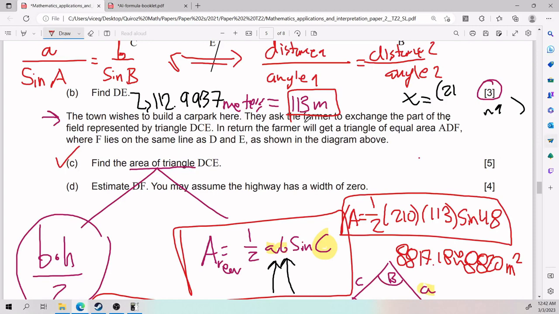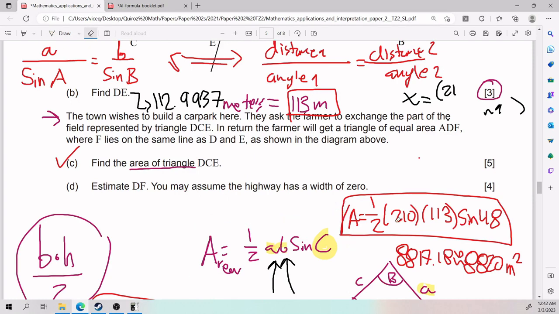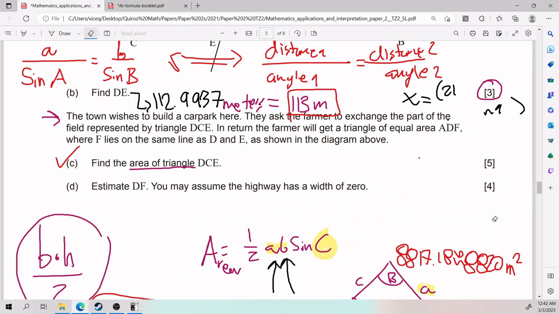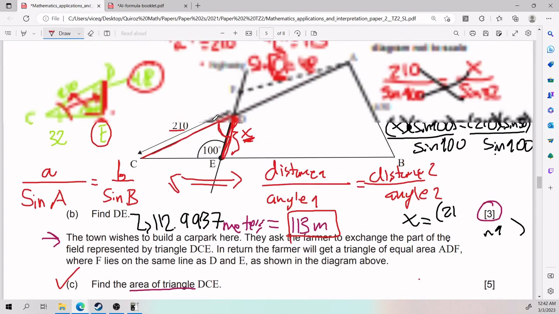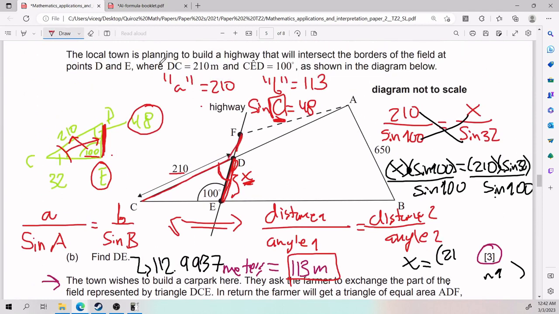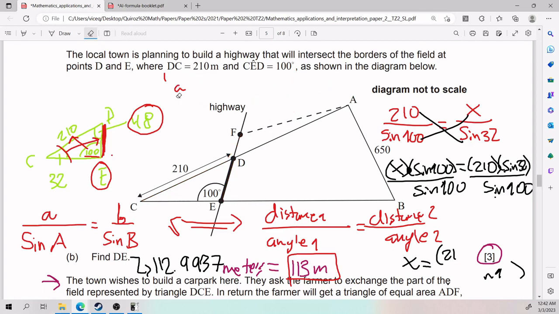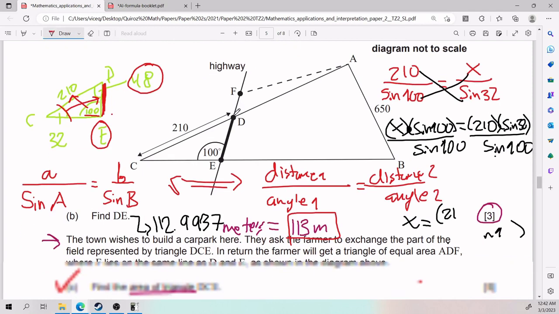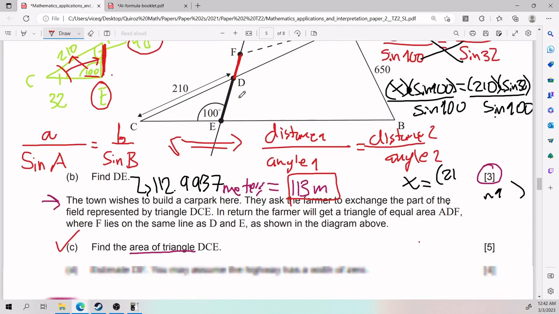All right, and last but not least, we have probably one of the most creative questions for this paper. We need to estimate DF, and I may assume that the highway has a width of 0. All right, what is going on? DF is the guy that's up here. I'm going to erase some of this because there's a lot going on. We need to find this distance here that I just drew in red. More than find, we need to estimate it.